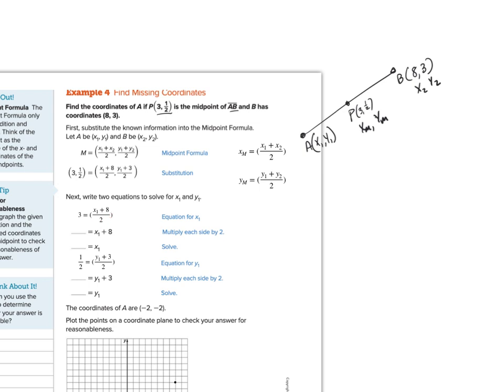So doing some inverse operations, let's see. Looks like they multiplied both sides by 2 here to get rid of our fraction. So 3 times 2 is 6. Then you would go ahead and subtract 8 from both sides. So it turns out that x1 is going to be -2. Okay, -2.